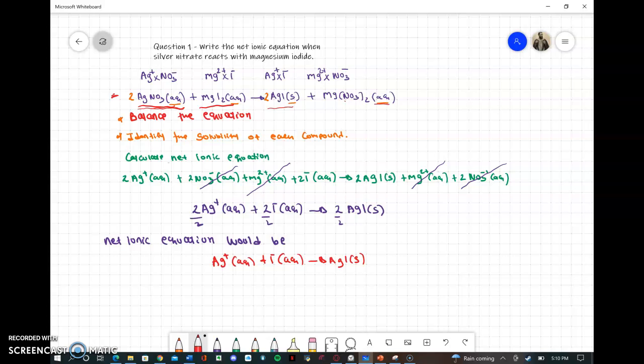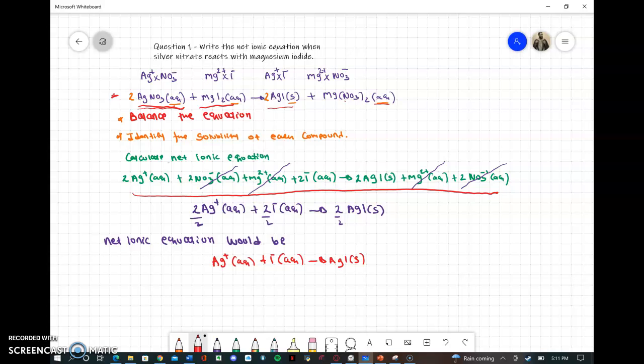Now we have to calculate the net ionic equation. So we have to write each element and their ions, and our reactants and products, and we'll cancel out, and what's left would be our net ionic equation. So when we do that, we will get this equation, and we will cancel out what we have in our reactants and our products, and what's left would be our net ionic equation.